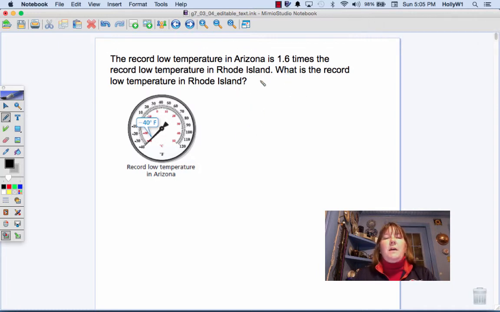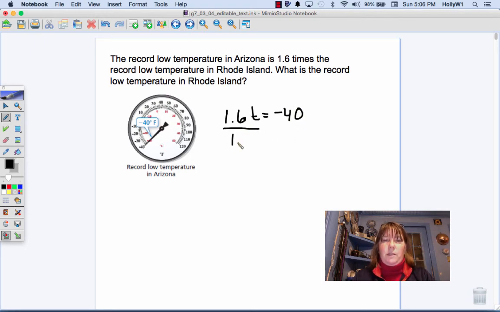Okay, so here's a word problem. The record low temperature in Arizona is 1.6 times the record low temperature in Rhode Island. What is the record low temperature in Rhode Island? Well, we know that the record low temperature is 1.6 times the low temperature in Rhode Island, and that's what we don't know. So we have 1.6 T is equal to, and we're going to look at the temperature gauge here, and it says the record low temperature in Arizona is -40. So that's how we would write our equation.